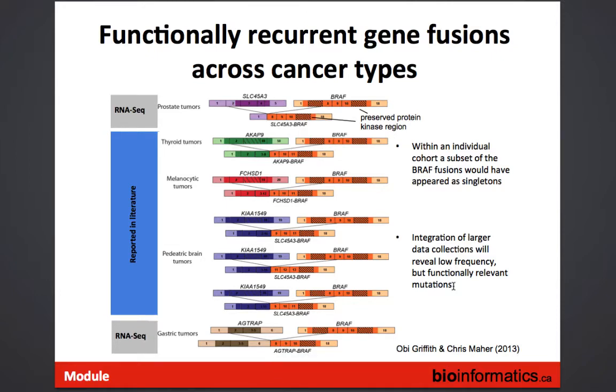Okay, so in terms of prioritizing, we can also look at whether or not our fusion partner is recurrent across multiple cancer types. So BRAF, for instance, is translocated in a lot of different tumor types, which would have evaded us if we just looked at one cohort. What we also see here is it's also translocated in very similar ways, in ways that preserve this last protein kinase region at the end of the BRAF gene.